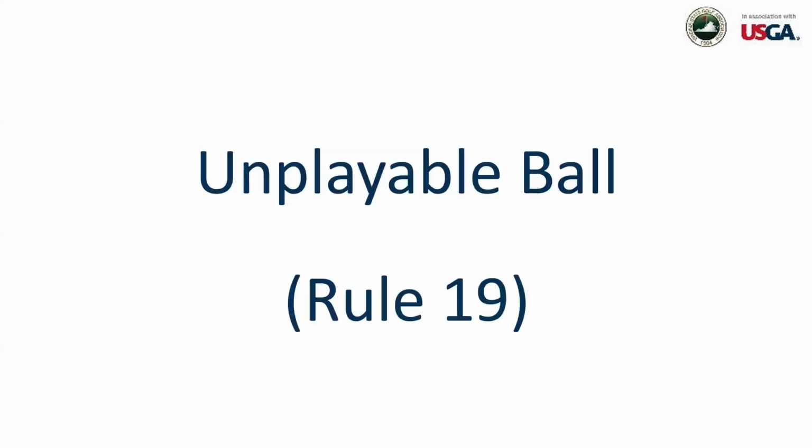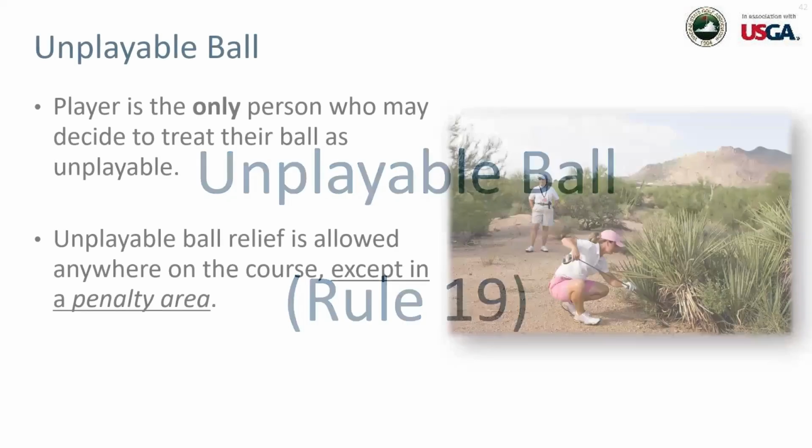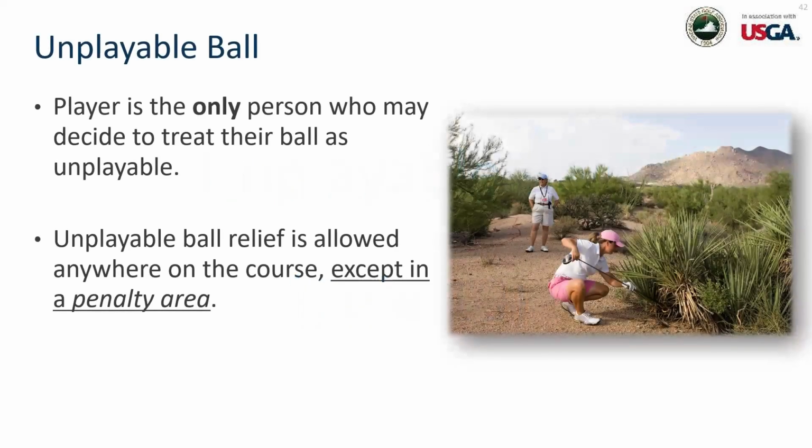Move into unplayable balls. So we're kind of going to skip rule 18. We're going to jump to rule 19 first and discuss unplayable ball. We have options here. We see what it is and when we can use this rule. My favorite is the player is the only person who can decide to treat their ball as unplayable. No one can tell you otherwise. That ball could be sitting in a spot that clearly you can make a stroke at it. But for some reason you don't want to, no one can tell you you can't use this rule.